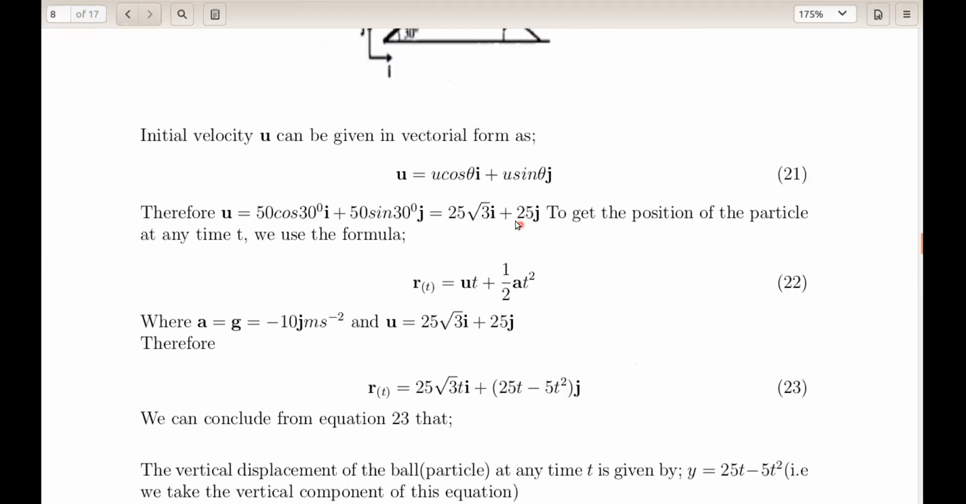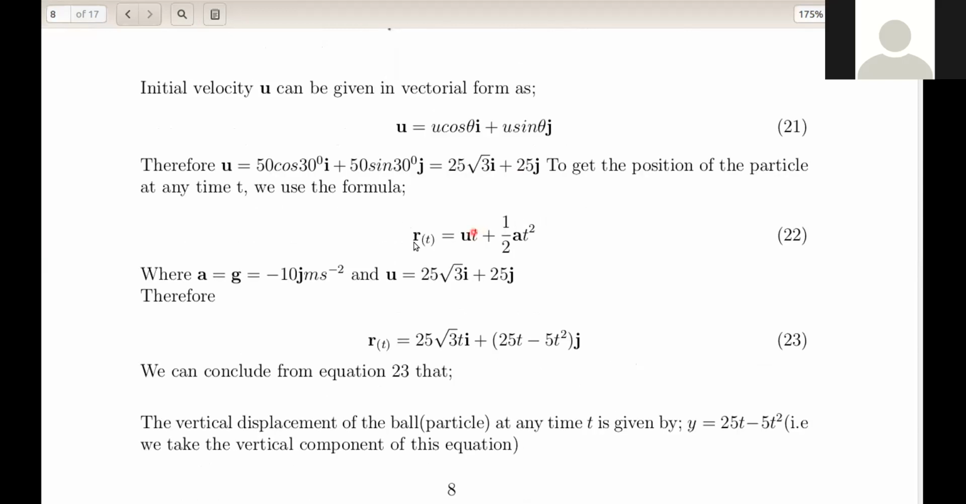So the position, note this formula, it is very important. When we use vector approach, we use this formula. The position vector at any time t is going to be in IJ. It is initial velocity times t, which is also in vector form, IJ, then plus a half a t squared, where this a becomes a negative g. So if I substitute in equation 22 for a, which becomes g, and g is a negative 10j, and u is this one, you know where I got u from. So when you substitute in equation 22, this is what you are supposed to come up with. Can you do that? Because I skipped some one, two steps there.